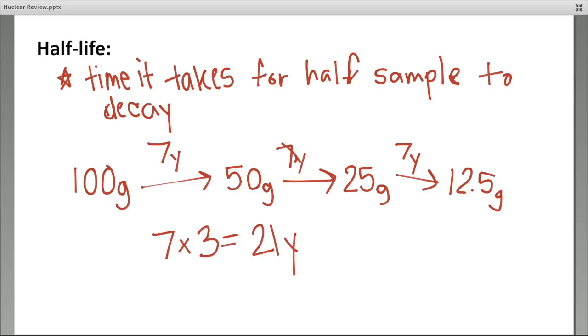If they said, how long did it take to get to a quarter of your sample, that's only 2 half-lives. So then you could do 7 plus 7, or 7 times 2, you'd get the same answer. 14 years. And so that's how I've always done half-life problems. It seems a lot easier to me than the fractions and stuff. So if you need this for your labs or whatever, try this method. It seems a little easier.